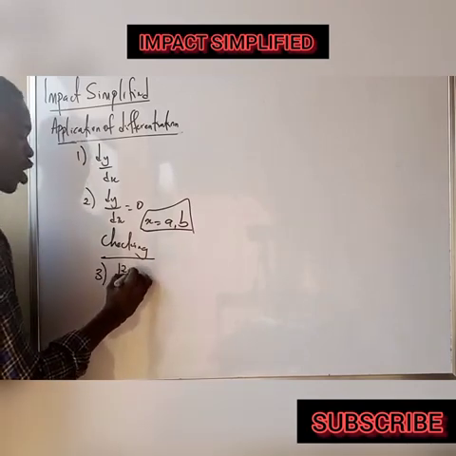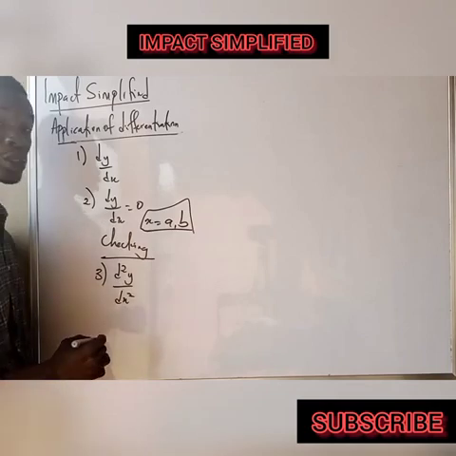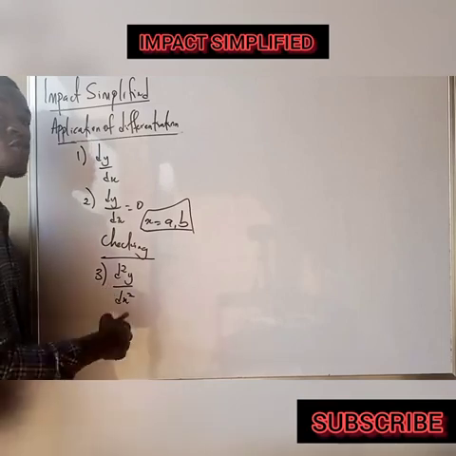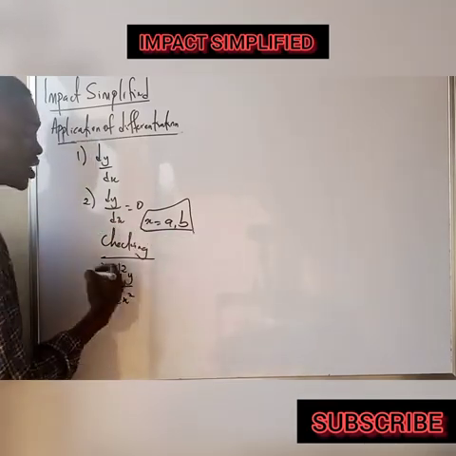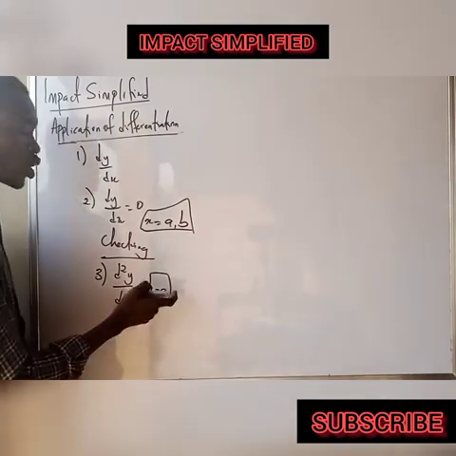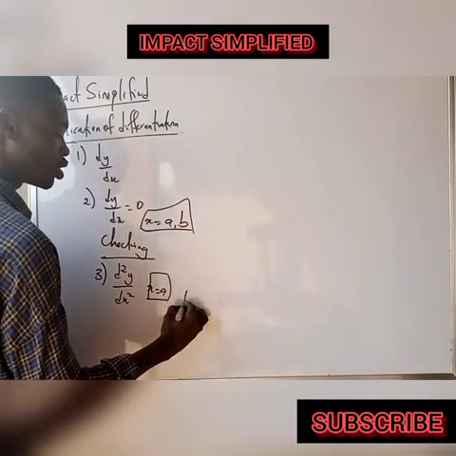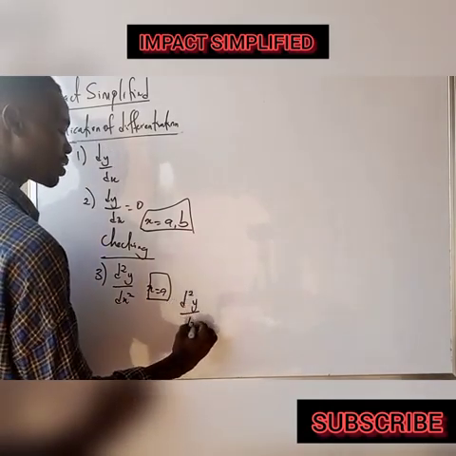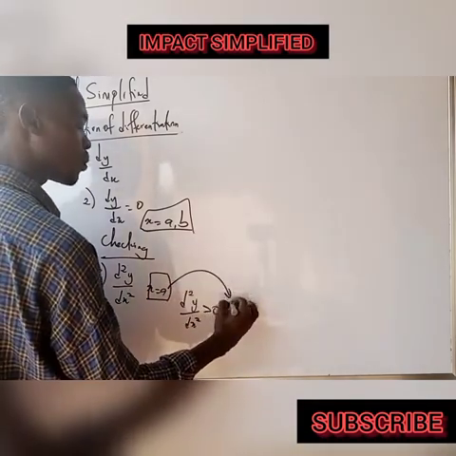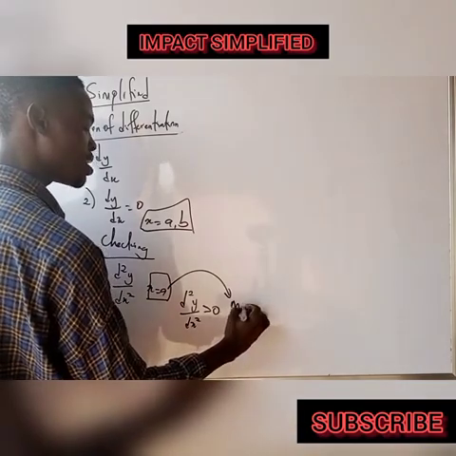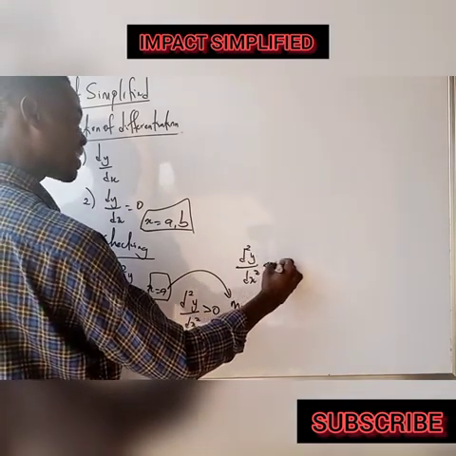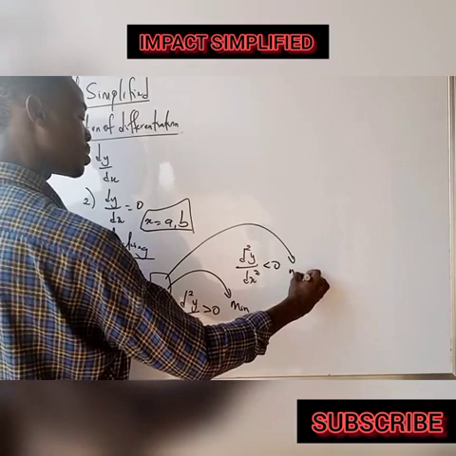The third step is for us to find our d squared y over dx squared. This means what? Higher derivative. And what is the meaning of d squared y over dx squared? You differentiate your dy dx again. And for you to check, you will insert a value of x inside this function. There is a condition that says if your d squared y over dx squared is greater than 0, that means this point is what? A minimum point. And if your d squared y over dx squared is lesser than 0, that means this point is what? A maximum point.